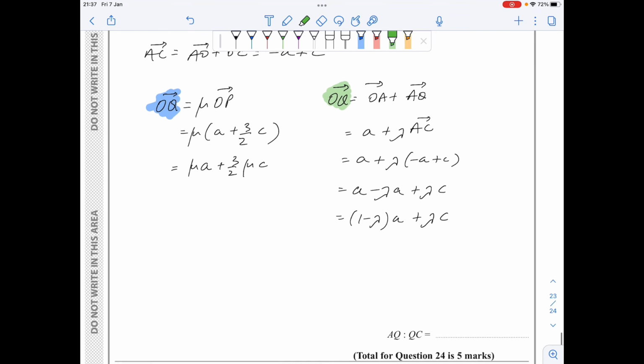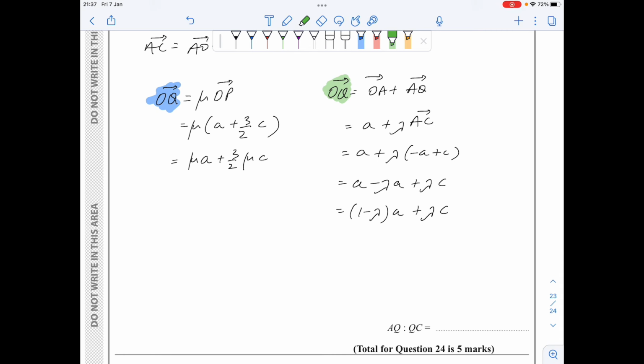Now, since OQ should be the same, it means that the coefficients of lowercase a and lowercase c should be equal. So mu should be equal to 1 minus lambda, and 3 over 2 mu should be equal to lambda. Let's write this down. Mu is equal to 1 minus lambda, and 3 over 2 mu should be equal to lambda. So if I try to solve this simultaneously, I can do this by substitution.